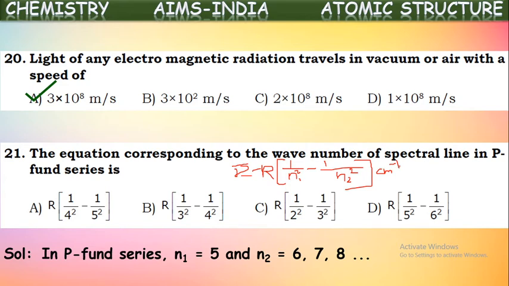Now in the Pfund series, the lower orbit will always be the fifth orbit. So n1 is equal to 5 and n2 might be any number greater than 5. See in which option n1 is given as 5 in this equation: R into 1 by 5 square minus 1 by 6 square. So in this case, the Pfund series is obtained. This is the equation representing the wave number of a Pfund series line.